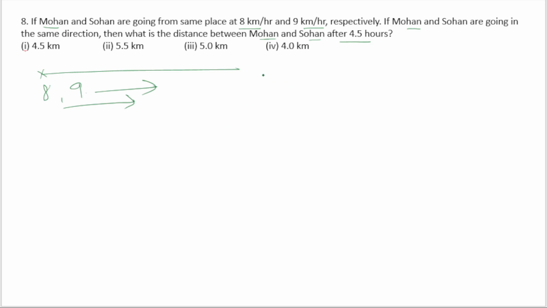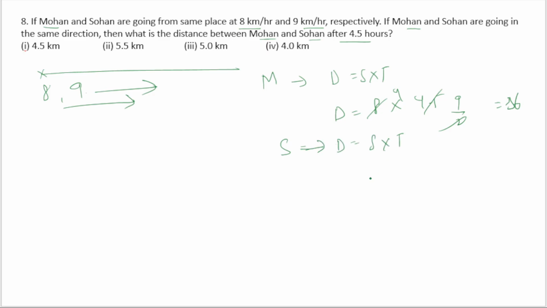So here, what is the distance traveled by Mohan in 4.5 hours? Distance is equal to speed into time. So distance is equal to speed, which is 8, into time, which is 4.5. It is 9 by 2. It is 4 into 9. It is 36 kilometers. And what is the distance traveled by Sohan?